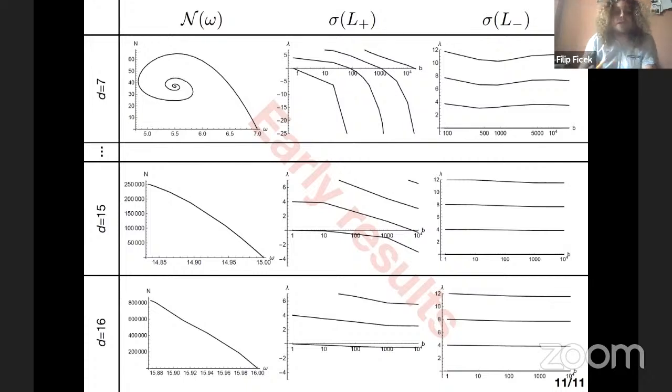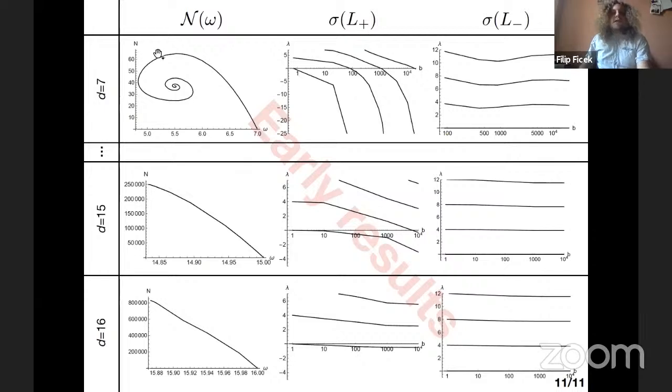But the main gist, I think, is visible from them. So let me focus on the first line, which shows 3 plots connected to this criteria for dimension 7, which is the first supercritical dimension. We can see a beautiful spiral as a plot of mass versus omega. This spiral is parameterized by values of B. When omega is equal to 7, B is equal to 0, and then B is getting larger and larger along this spiral. And we can see that initially, indeed, the slope is negative. So the first criterion is satisfied. But then we have a maximum, after which the slope becomes positive.